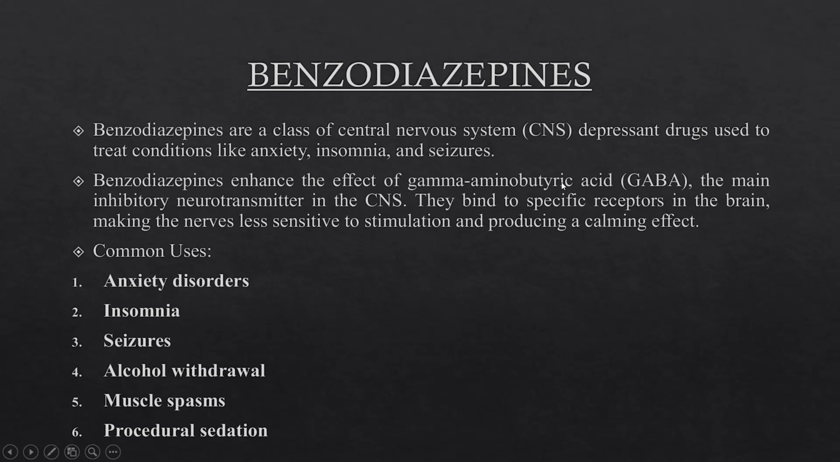So the benzodiazepines affect the GABA neurotransmitter, and they bind to a specific receptor in the brain. They make the nerve cells less sensitive to stimulation, such as electric shock, and produce a calming effect. So after administering benzodiazepines, the response to stimulation is much less sensitive, and it produces a calming effect for the animals. They do not panic in the situation.